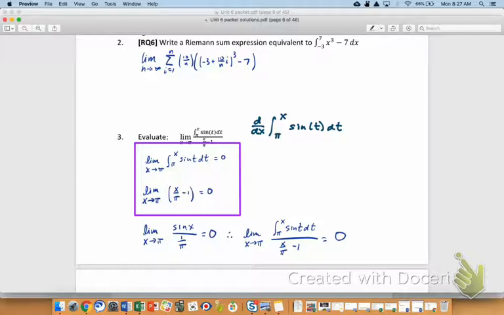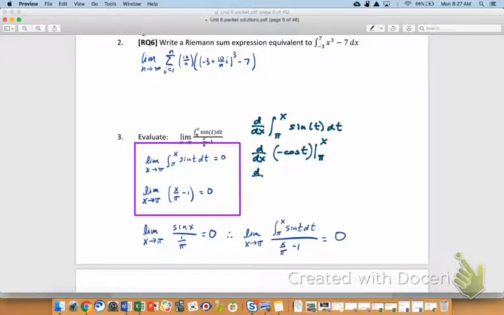Or what's the three-word phrase we use? It's the one that everybody remembers: drop and derive. That's right. So here we go. If I can evaluate that definite integral, the antiderivative of sine is cosine, or excuse me, negative cosine, evaluated from pi to x.